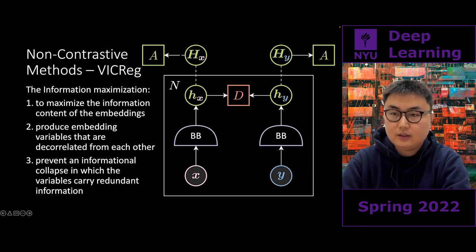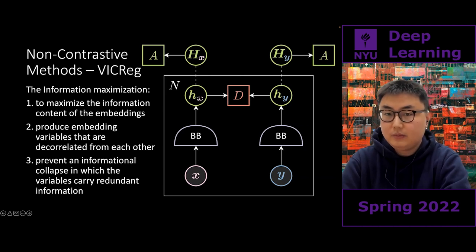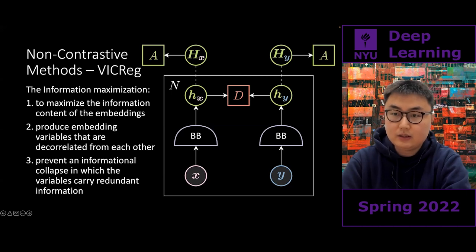Basically, you want your representation to have the maximum information about your image, because a trivial solution means that no matter which image you have, you will have the same representation. Then it means the representation contains no information content about the image. So you want to maximize the information content. How do you do it?